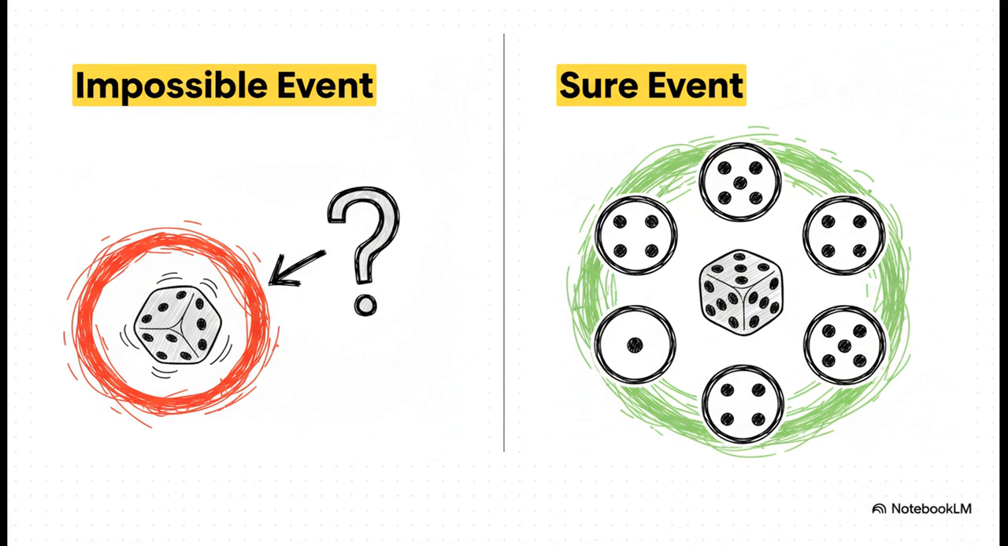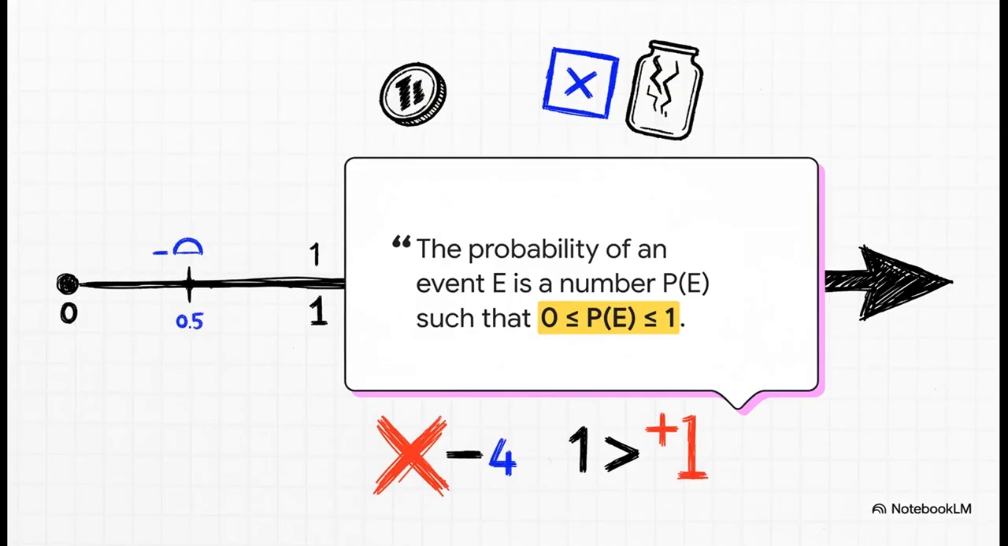Now, what about the probability of getting a number less than 7? Well, 1, 2, 3, 4, 5, 6. They're all less than 7, so it's guaranteed to happen. The probability for that is 1, and we call that a sure event. And this brings us to the biggest rule of all. Listen carefully. The probability of anything, absolutely anything, will always be a number between 0 and 1. It can be 0, it can be 1, or any fraction or decimal in between. But it can never be a negative number, and it can never be bigger than 1. This is your number one way to check if your answer makes sense.